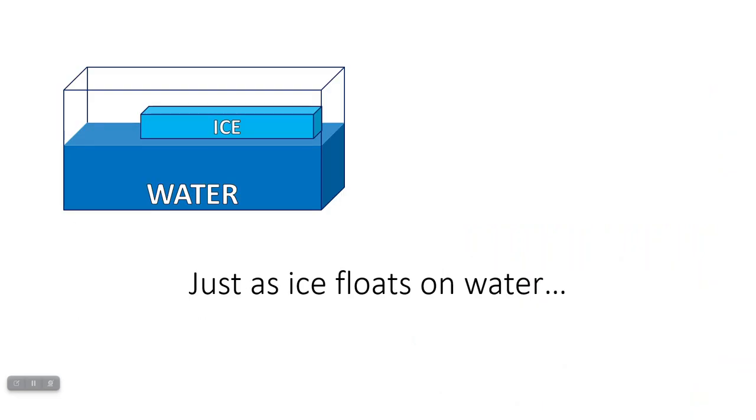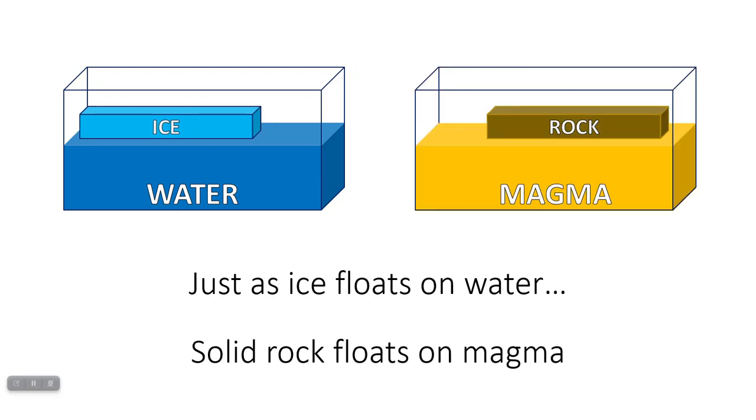So, just a note, just as ice floats on water, solid rock floats on magma. So that's how these plates are able to kind of move around. They float on top of the magma and they're carried by currents in the magma. So we mentioned plate boundaries. Let's talk about the different types.